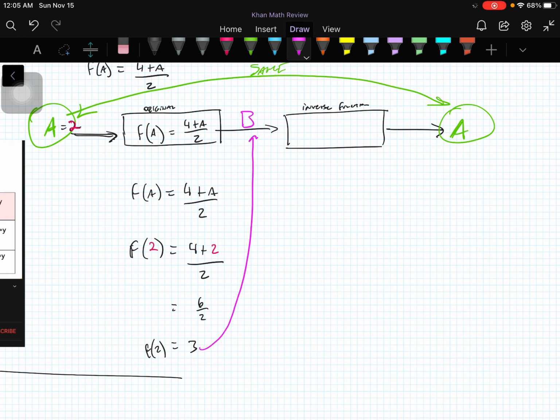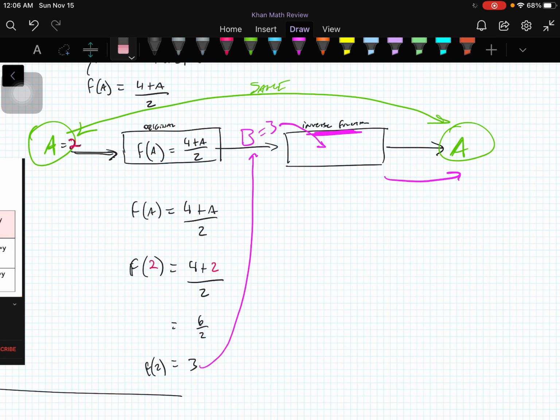So f of 2 equals 3. That's what we came up with. And then we need to plug that 3 into this inverse function that we haven't come up with. We plug it into the inverse function, and that needs to give us a. Alright, so let me erase what I just did there. But how do we figure out what the equation for the inverse function is?